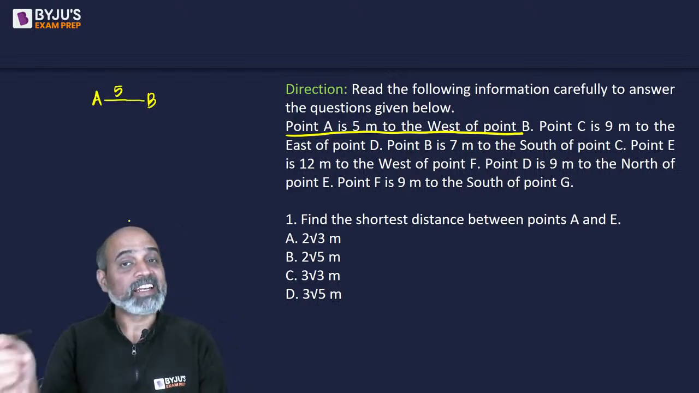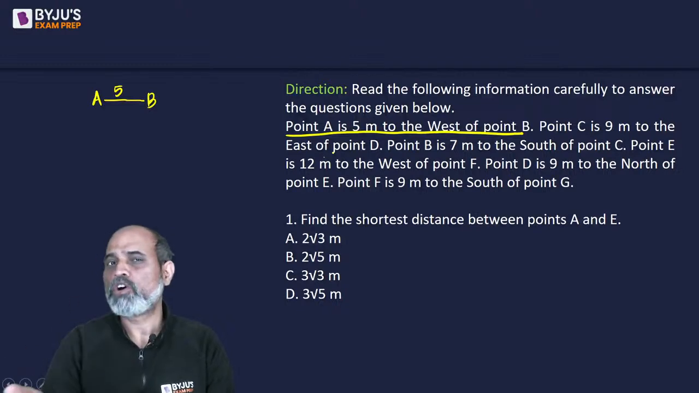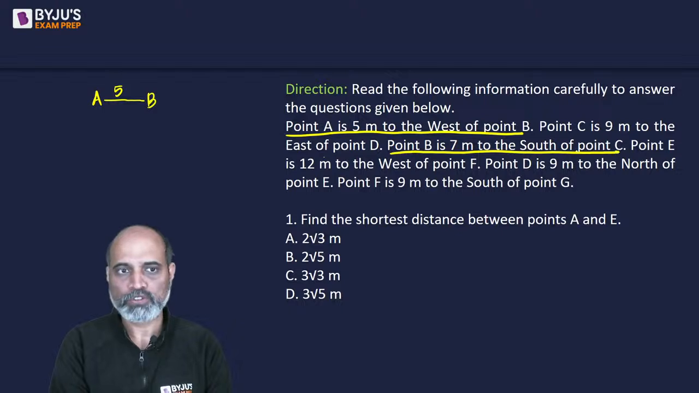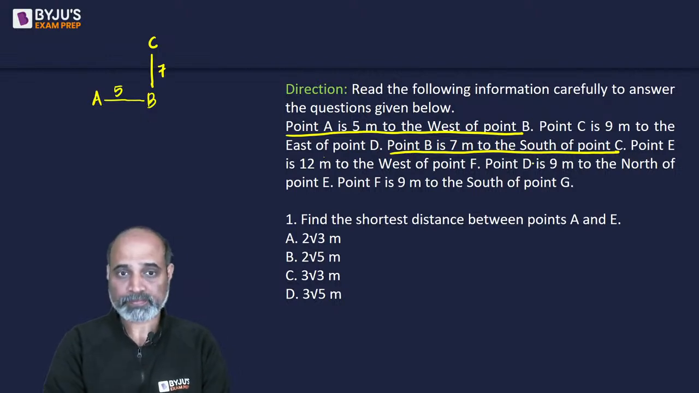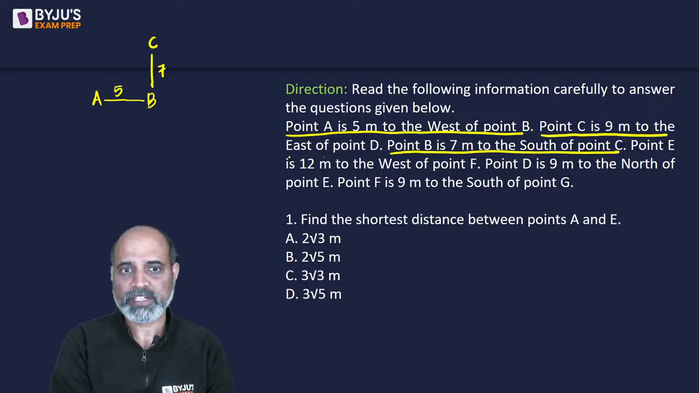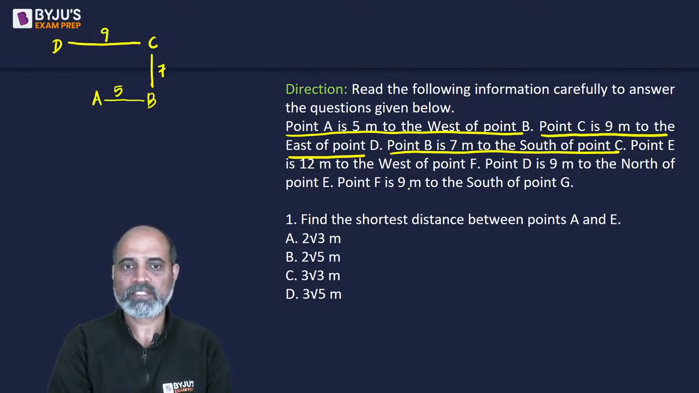Now, I will not take the next line because in the next line, neither A nor B is mentioned. So I will choose that statement where A or B is mentioned. Next one is point B is 7 meters to the south of point C. So B is south of C. Once I get C, then we have point C is 9 meters to the east of point D. So we have a point D and C is 9 meters to the east.